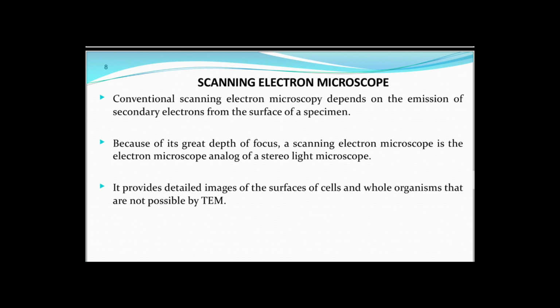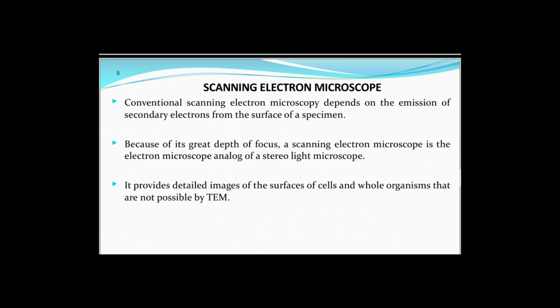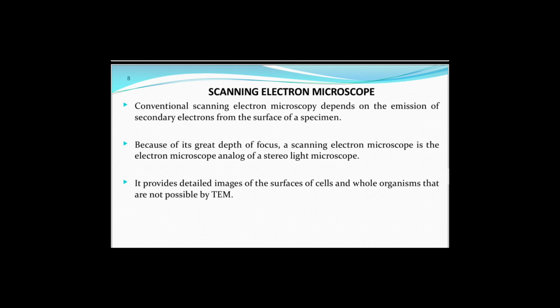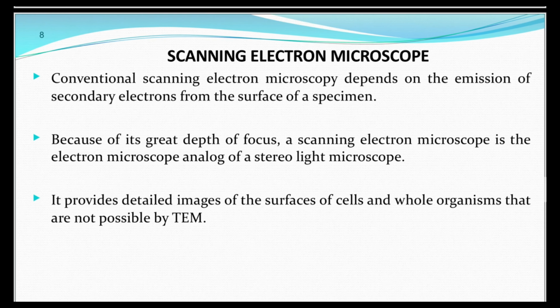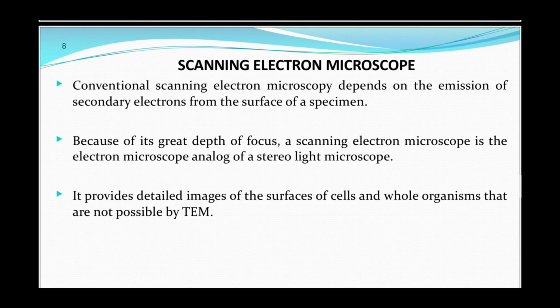Conventional scanning electron microscopy depends on the emission of secondary electrons from the area of a specimen. Then because of its great depth of focus, a scanning electron microscope is the electron microscope analog of a stereo light microscope. It provides detailed images of the surfaces of cells and whole organisms that are not possible by transmission electron microscope.